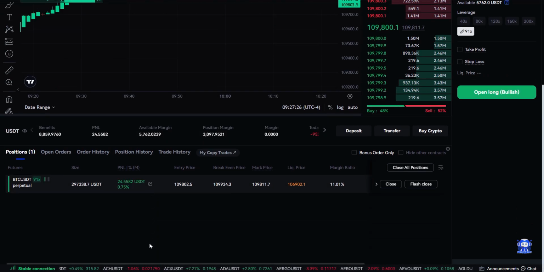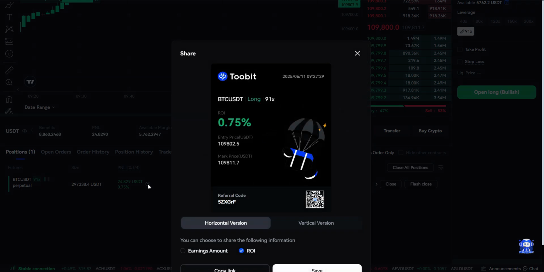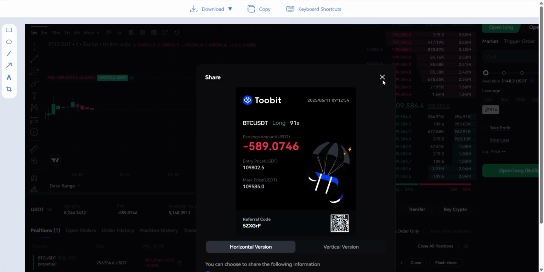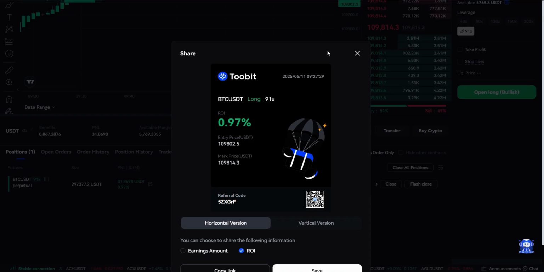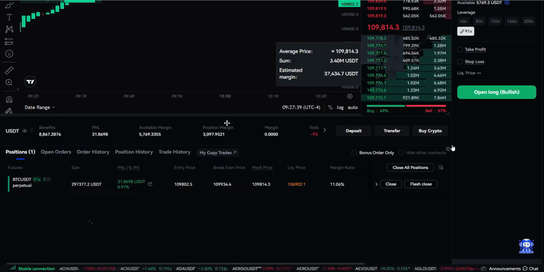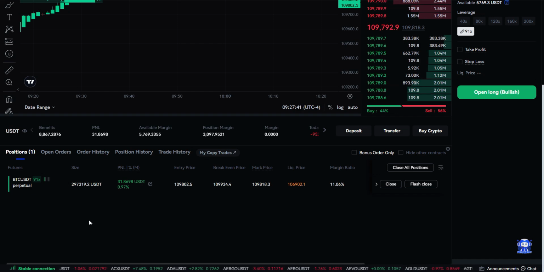We're green once again. Check it out. Just entering the profitable zone because, once again, I was down $589. Why am I showing you this? This is the natural gyrations of the market when you're at 91x leverage.